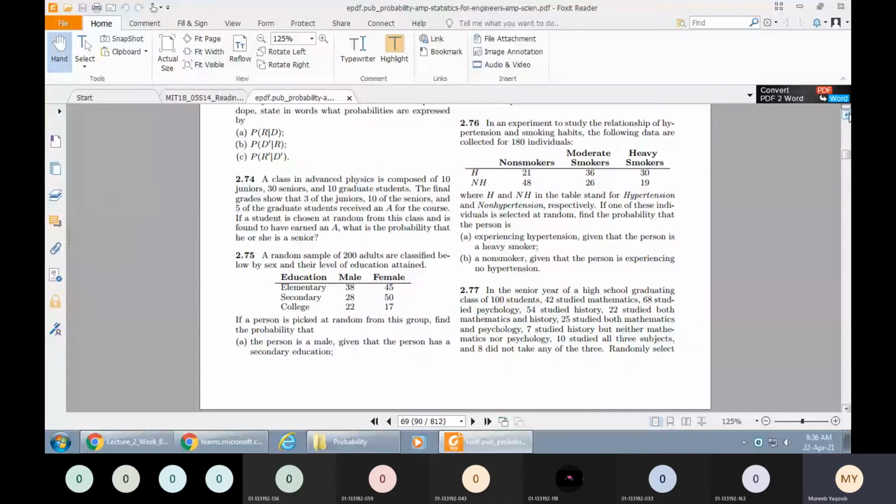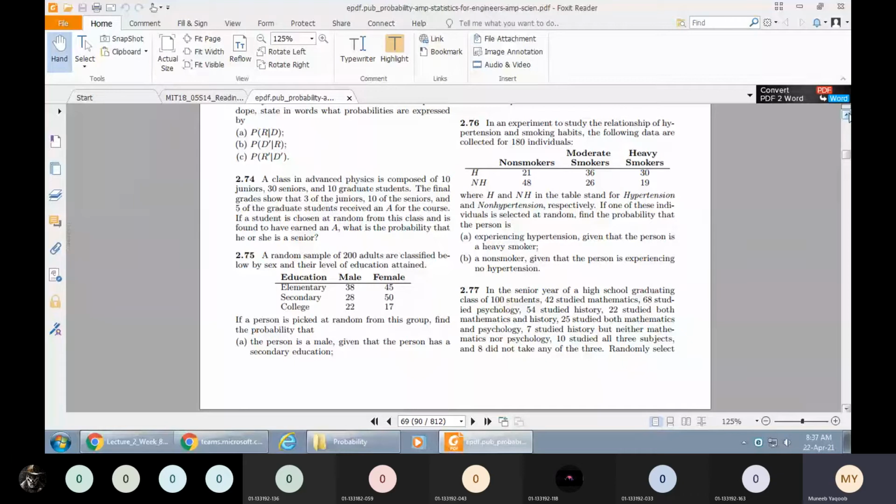So if we are taking one person out of these 200 people, what is the probability that the person chosen has a secondary education? Obviously there are 28 plus 50 students that have secondary education. So among these 200 people, there are 78 people that have secondary education. So for the probability of secondary education in the denominator, we will write 78 upon 200.